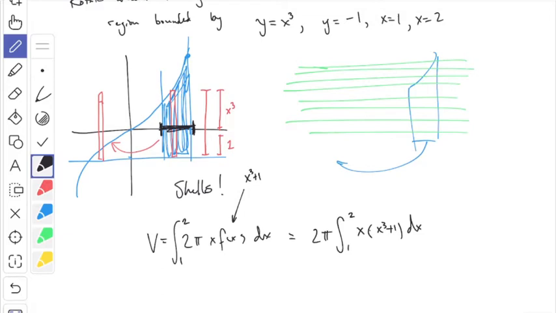How would we handle this integral? Just do it as it is, leave that 2 pi on the outside, or you have to distribute it. Yeah, let's distribute the x on the inside. That's the only sort of trick, such as it is.